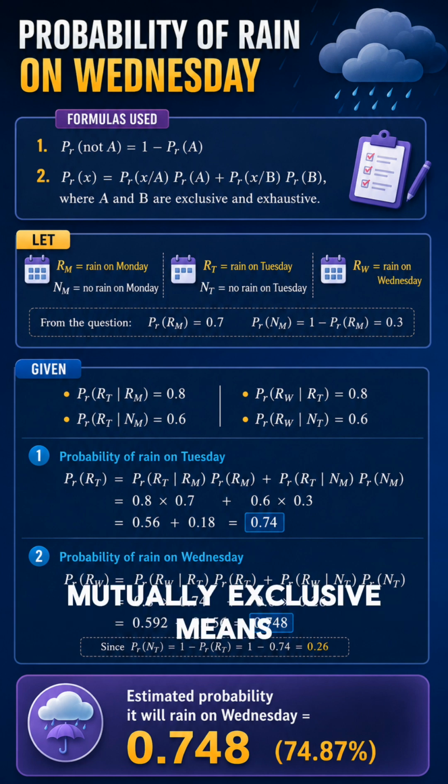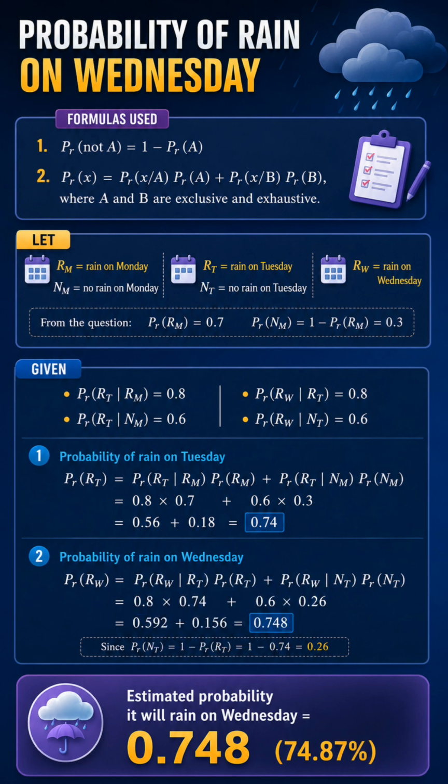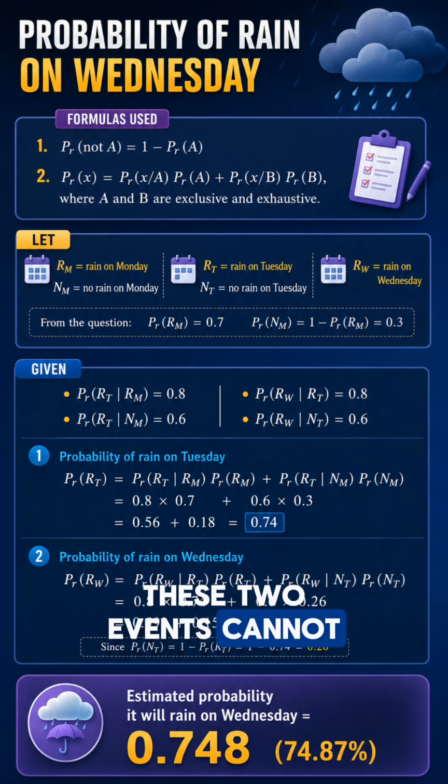Mutually exclusive means the two events cannot happen at the same time. For example, sitting in a class is an event. Running on the field is another event. John is sitting in a class, event A. Event B, John is running on the field. These two events cannot happen at the same time, so they are mutually exclusive.